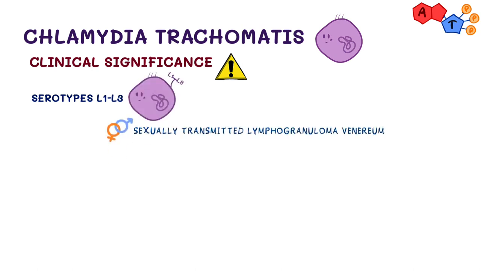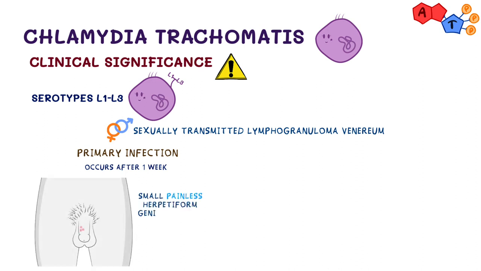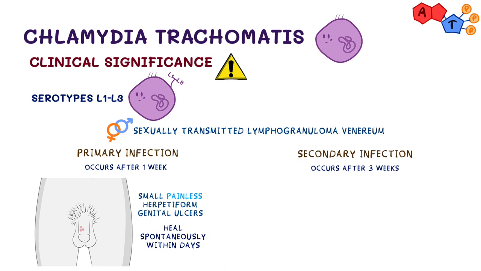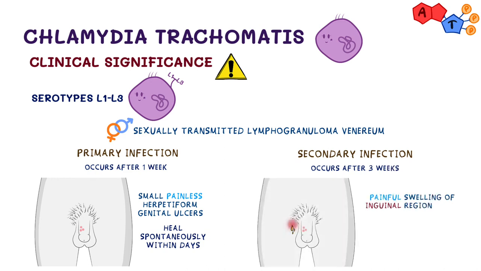The disease will present with a primary infection and a secondary one. The primary infection, which happens after approximately 1 week, the patient will present with small, painless genital ulcers, which are herpetiform, that heal spontaneously within a few days. While the secondary infection, which takes place approximately 3 weeks after, the patient will have painful swelling of the lymph nodes in the inguinal region, and they're also known as buboes, with abscess formation and systemic symptoms.